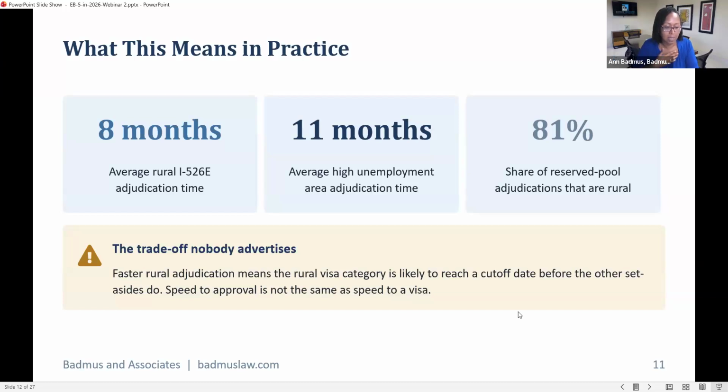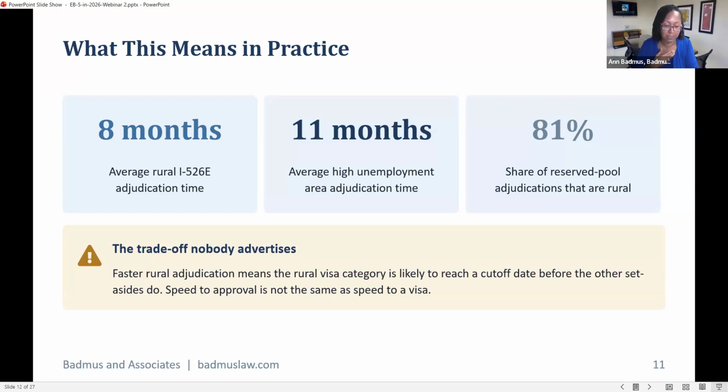So what does this mean in practice? The numbers show that basically prioritization is working. In the past, we would see I-526 applications, particularly I-526E applications, taking years and years, like the queue was like 90 months. It was absolutely ridiculous. But apparently since this process started in March, according to the numbers here, the rural I-526 petitions are averaging roughly 8 months to approval, compared with 11 months for the high unemployment area petitions. And the rural cases account for nearly 81% of all of the cases that have been adjudicated in the reserve pool, despite only having slightly more receipts than the high unemployment area. So the rural fast lane is real at the petition stage.